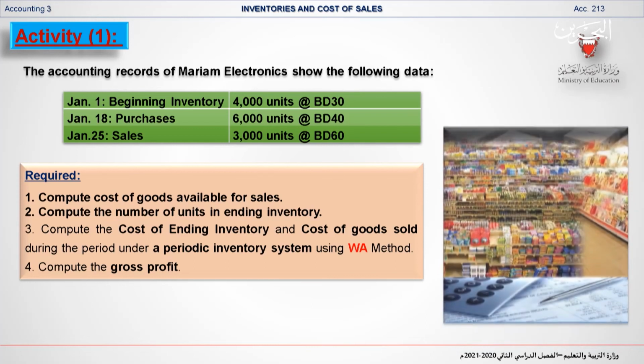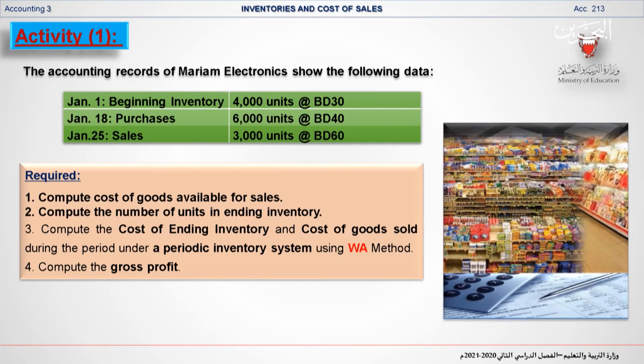You are required now to: 1. Compute the cost of goods available for sales. 2. Compute the number of units in ending inventory. 3. Compute the cost of ending inventory and cost of goods sold during the period under a periodic inventory system using the weighted average method. 4. Compute the gross profit.